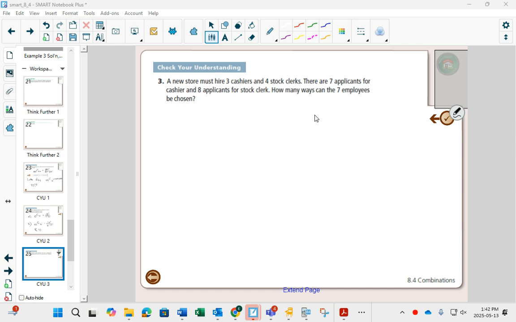It's going to be interesting because this is going to combine a bit of the fundamental counting principle and combinations at the same time. The reason it combines both is that if the question was just hiring cashiers, would you agree that the number of ways you could hire cashiers would be 7 choose 3? That's your number of choices for cashiers, because the order doesn't matter how they're hired.